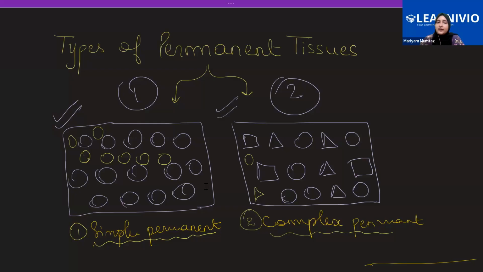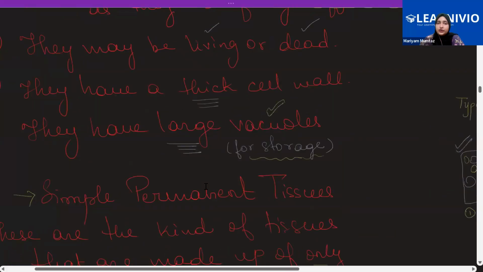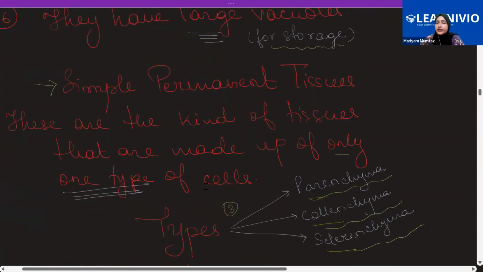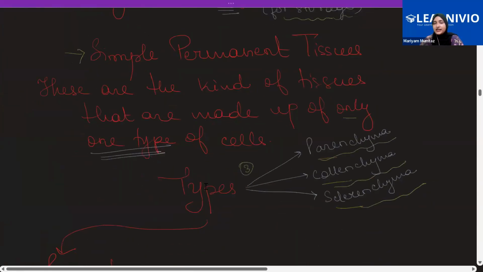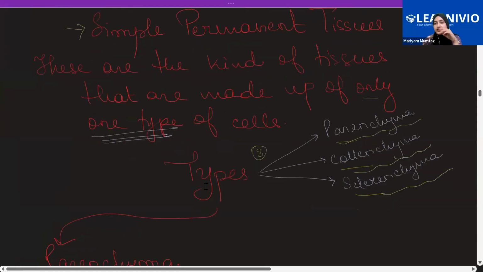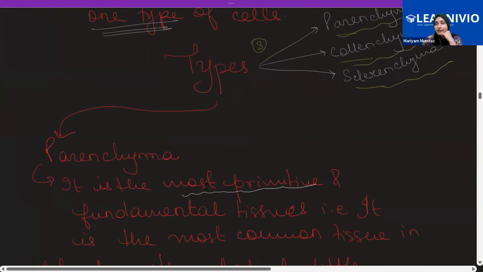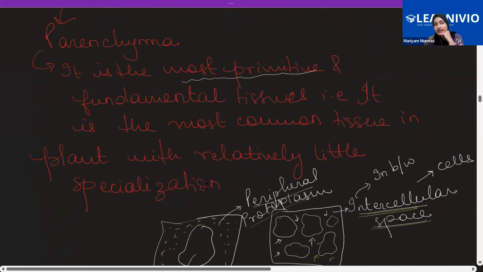Now, we were discussing the simple permanent tissue. The simple permanent tissue is made up of one type of cells, and further they are of three types: parenchyma, collenchyma, and sclerenchyma. The first one that we have to discuss is parenchyma.